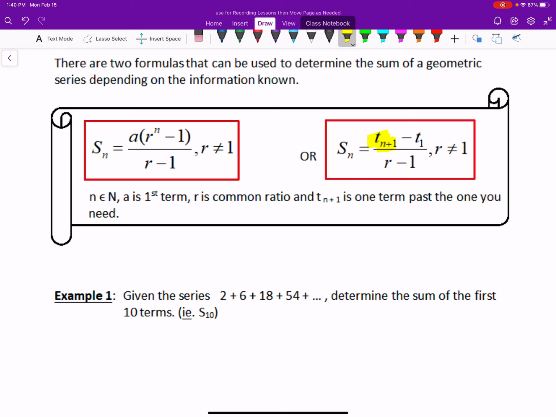So if the last term happened to be 100, let's say, and the common ratio is 2, that means t sub n would be 100. I can easily figure out that t sub n plus 1, the next term, would be 200. I just multiplied the ratio times that last term. So that's actually not a hard thing to calculate, even if it seems a bit weird when you first glance at it. So that's if I know the last term, the first term, and the common ratio.